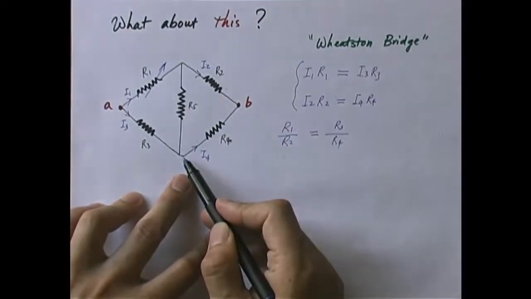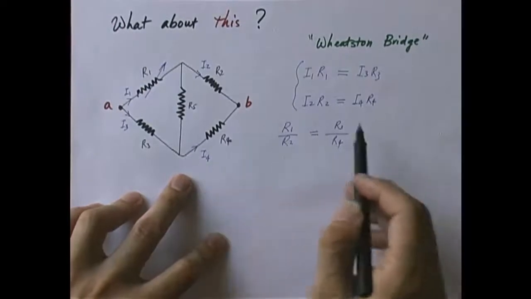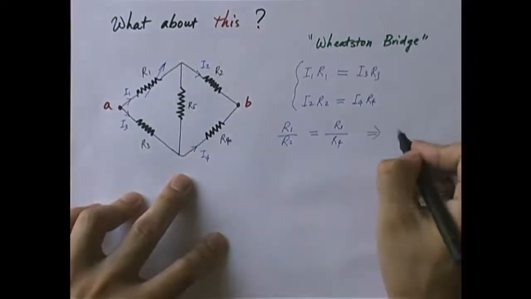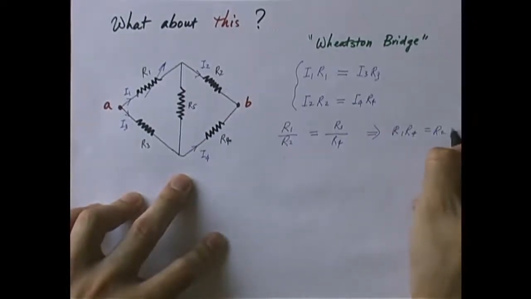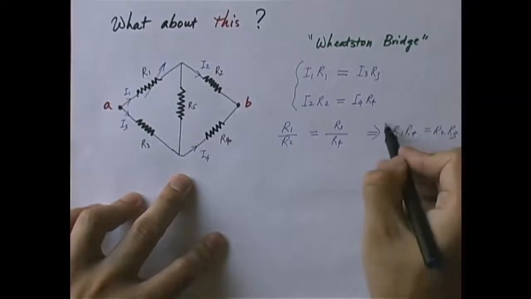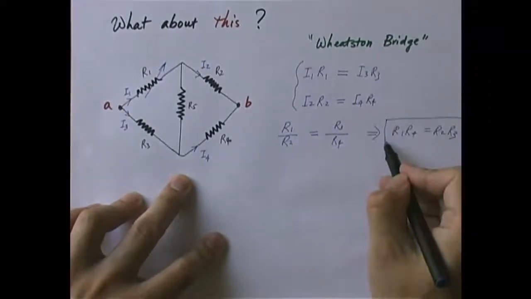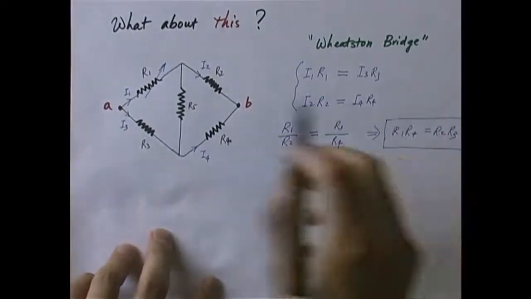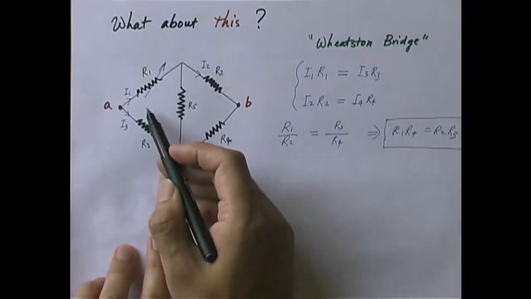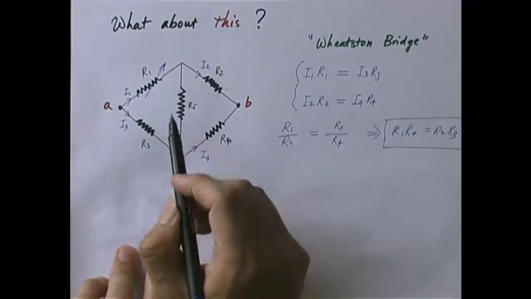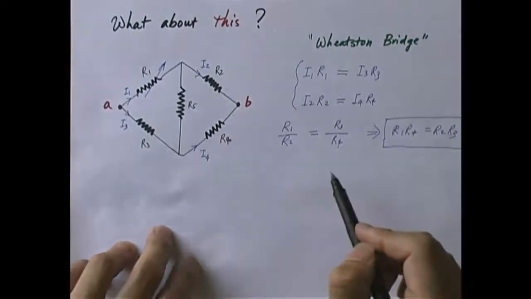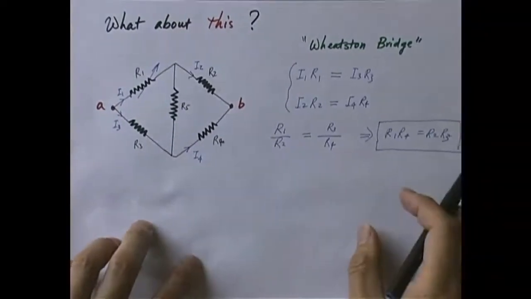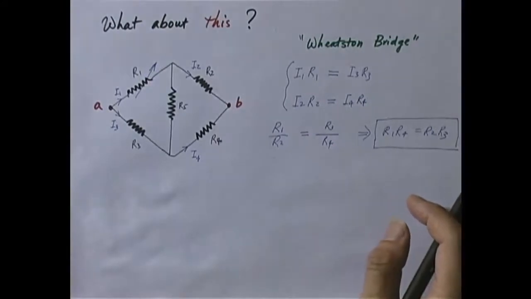Okay, in order to balance the Wheatstone bridge, it requires this equality. I can write this as, you take the cross product, R1 R4 equals R3 R2. This is the condition for the bridge to be balanced. Okay, then the problem is quite simple. There is no current flowing through the bridge. It is balanced. Can you think of some application of this Wheatstone bridge?